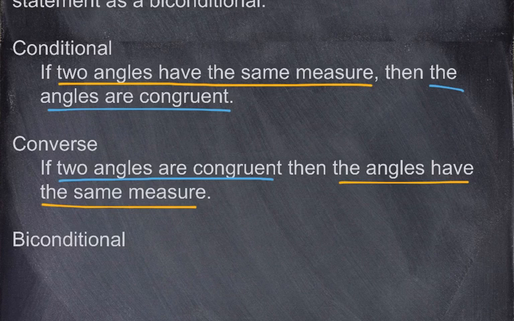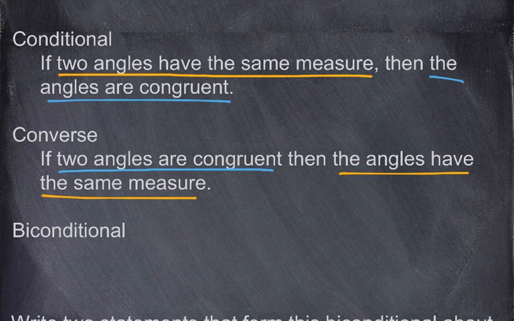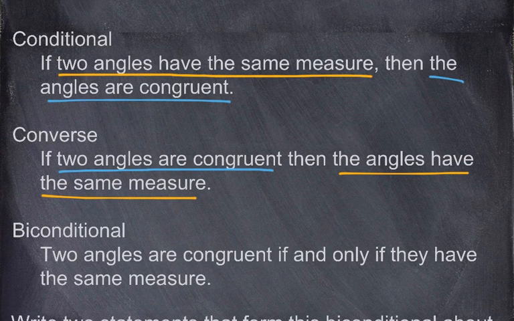So on the conditional, it started off "if two angles." We're talking about the two angles. So when we write the converse, we also say "if two angles are congruent." Now, both of those statements are true. So therefore, when they are both true, we can create a biconditional. So the biconditional in this case would read just like this. Two angles are congruent if and only if they have the same measure.